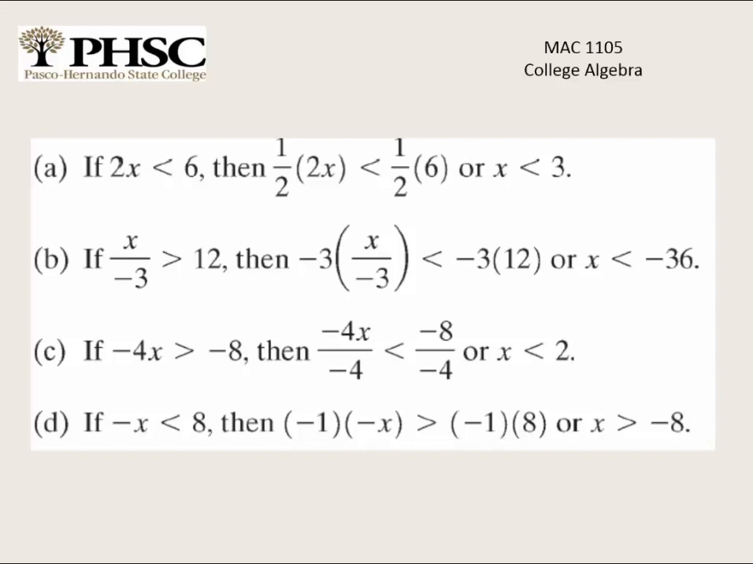For b, we have x divided by negative 3 is greater than 12. If we multiply both sides by negative 3, we end up with x is less than negative 36. So we reversed the inequality symbol. For c, we divide both sides by negative 4, and again we reverse the inequality symbol, so we end up with x is less than 2. And then for d, we have negative x is less than 8. If we multiply both sides by negative 1, we end up with x is greater than negative 8.